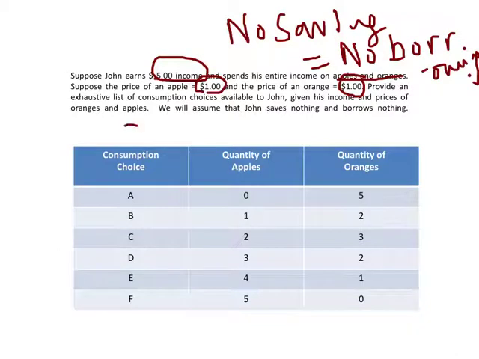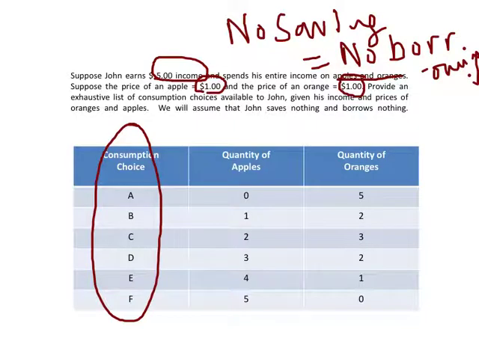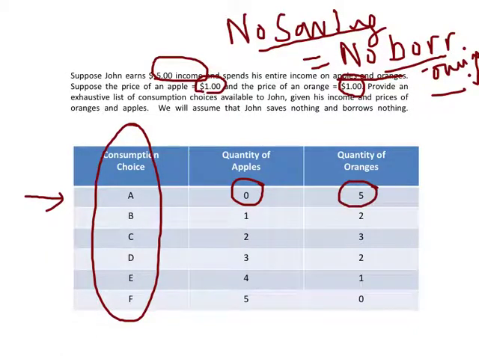Now to figure out this person's consumption choices given the budget constraint, that is this person saves nothing and borrows nothing, this is the question we ask. Suppose this person decides to buy no apples. In that case, what is the max quantity of oranges this person can buy? Keep in mind his income is $5 and price of an apple equals price of an orange, which is $1. And so we find the maximum quantity of oranges this person can buy will be 5 oranges.